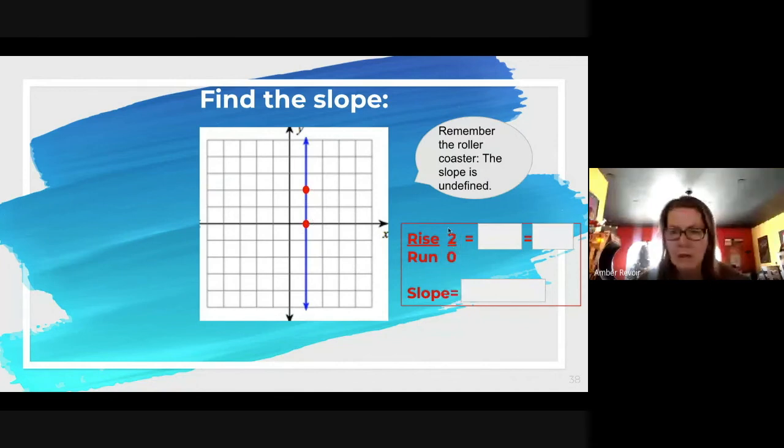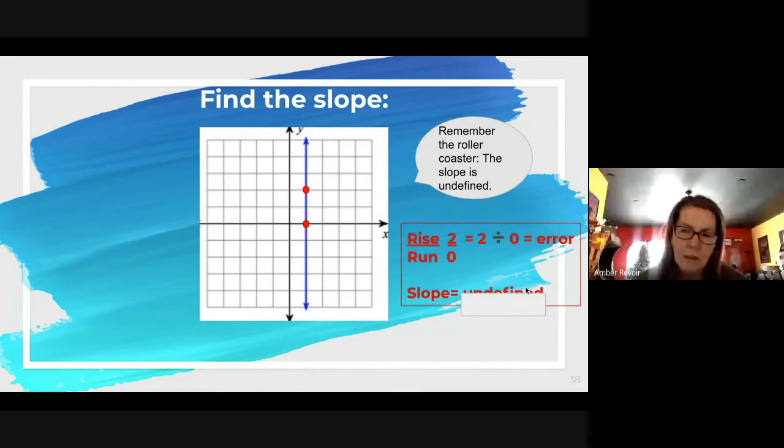Now, if you remember, when we did this before, I showed you that if the 0 is on top, it's okay. But if the 0 is in the denominator, it's no. You can't do that. You can't divide a number by 0. So you would get an error code in the calculator, and that means it's an undefined slope. A number over 0 is no. 0 cannot be in the denominator, undefined.